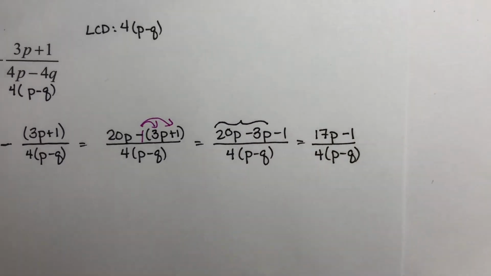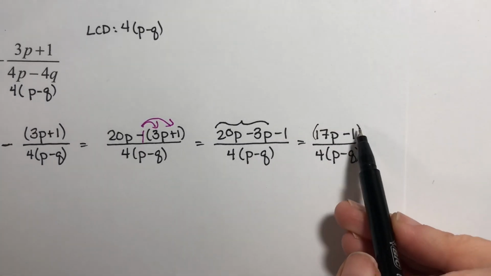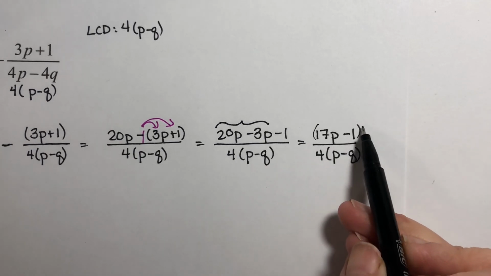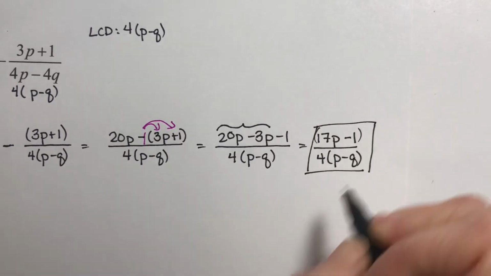Now I need to see if this reduces any. This whole thing would have to cancel out, and I don't have a Q up here, so that's definitely not going to happen. There's nothing I can factor out of this. This whole thing doesn't factor, so all of this is your answer.